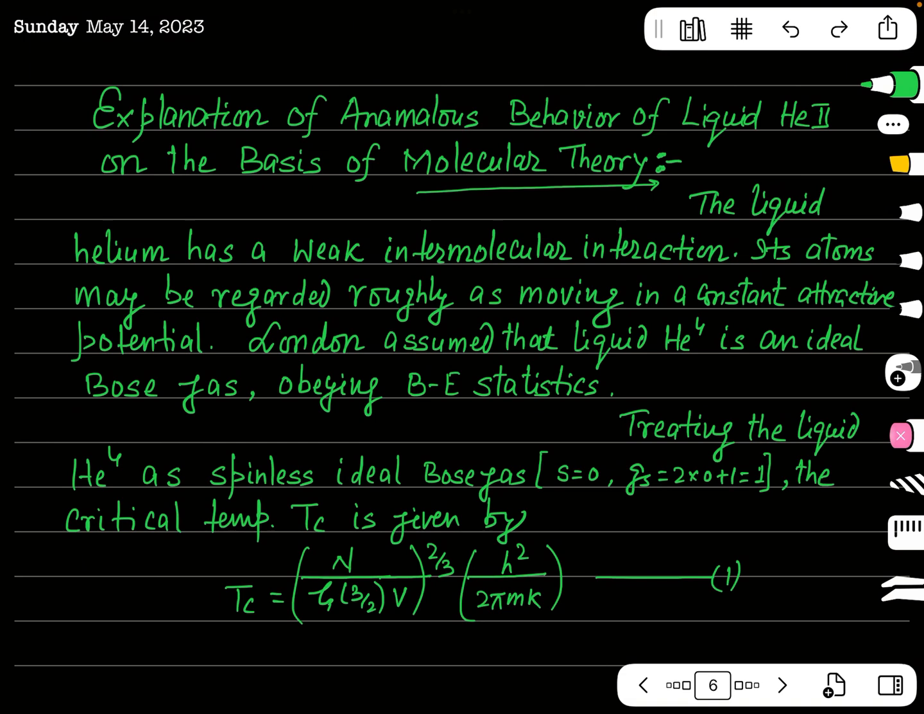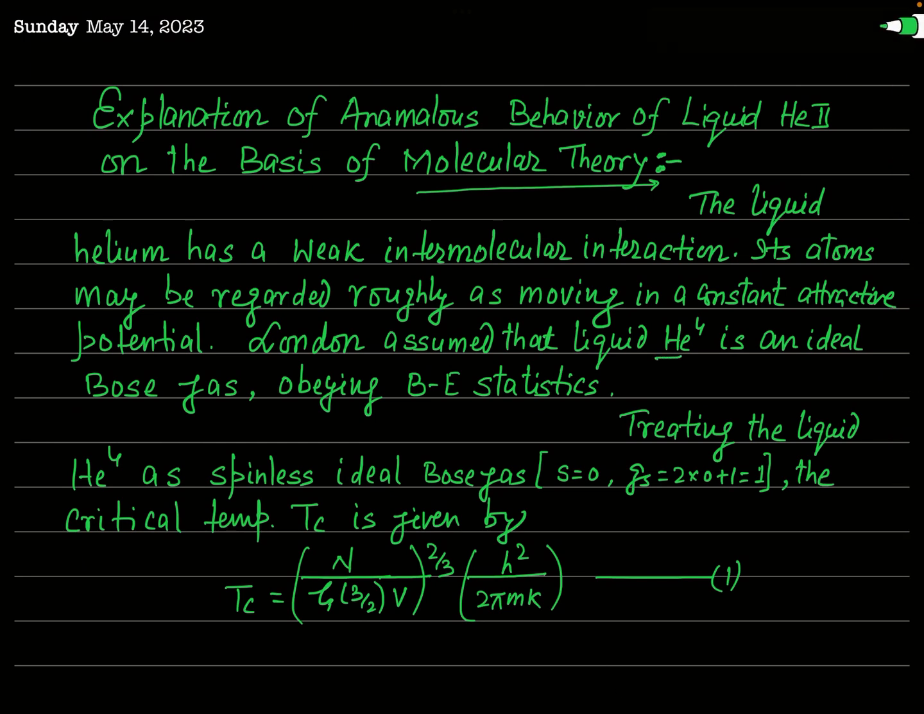Now, as I told you, London assumed that liquid helium-4 is an ideal Bose gas and it obeys Bose-Einstein statistics. If we treat He-4 as a spinless ideal Bose gas, it means its spin quantum number s is equal to 0, and the spin degeneracy factor g_s, given by 2s plus 1, will be simply 1. So if we assume that the spin degeneracy of He-4 is 1, what will be the value of the critical temperature?